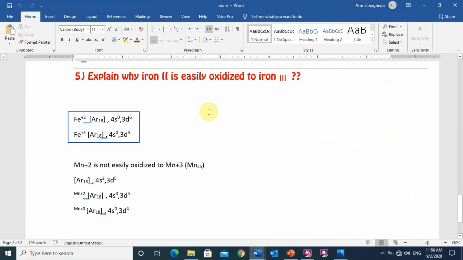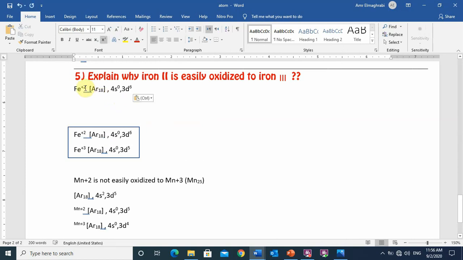Explain why iron 2 is easily oxidized to iron 3. As you know, to start answering this question, we first have to write the electronic configuration of iron. The electronic configuration of iron will be Fe, argon, 4s2 3d6. This is the normal iron.